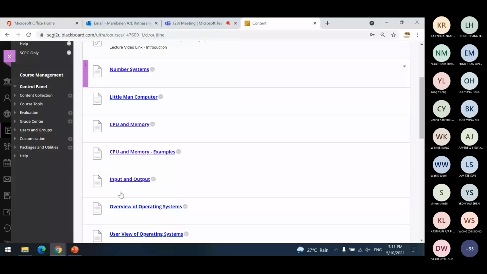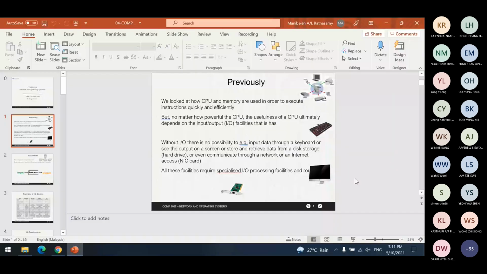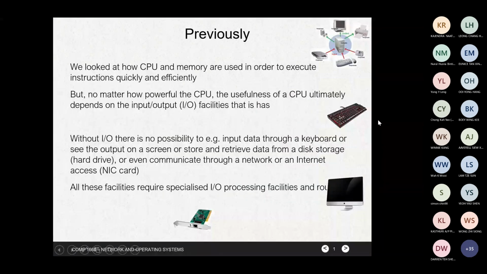Okay, so I'm going to continue with slide number 2. Yeah, I'm still with the very first slide. Okay, so let me continue where we stopped.